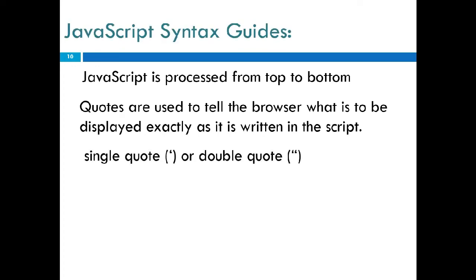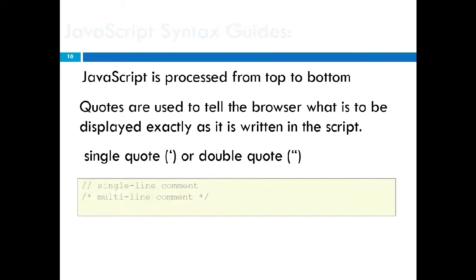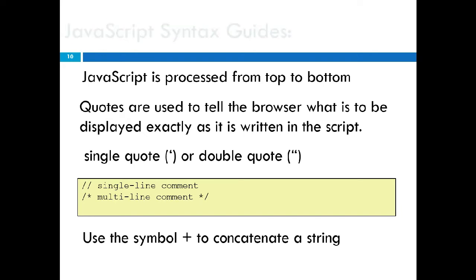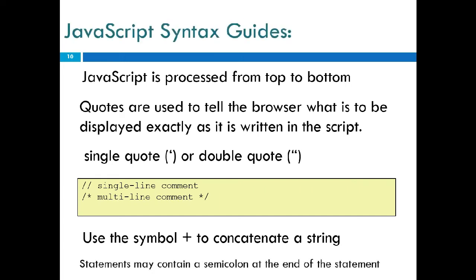We have here the single quote or a double quote. Same as with the comment, we have a single line comment with the 2 slashes and the multi-line comment with the slash asterisk and the closing tag is asterisk slash. We also use the symbol plus to concatenate a string. Concatenate here is to combine a string into one. And the statements may contain a semicolon at the end of the statement.